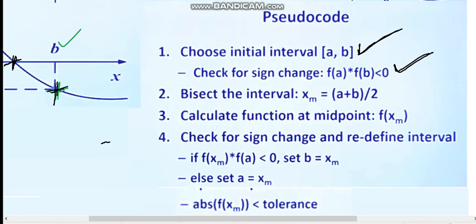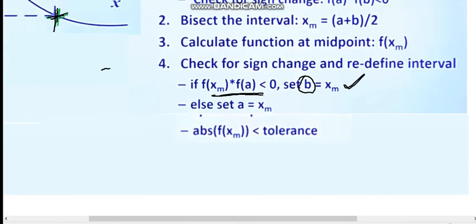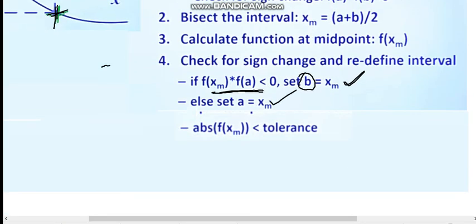You check whether f of x m is negative or positive, and the condition is like this. If f of x m times f of a is less than 0, then set b equal to x m, because when it becomes negative, you have to replace your b, the negative boundary, with the new value x m. Else set a equal to x m, that is, if f of x m times f of a is not less than 0, which means that it is positive, then f of x m will be positive, and a has to be replaced with x m, because a was your initial positive.